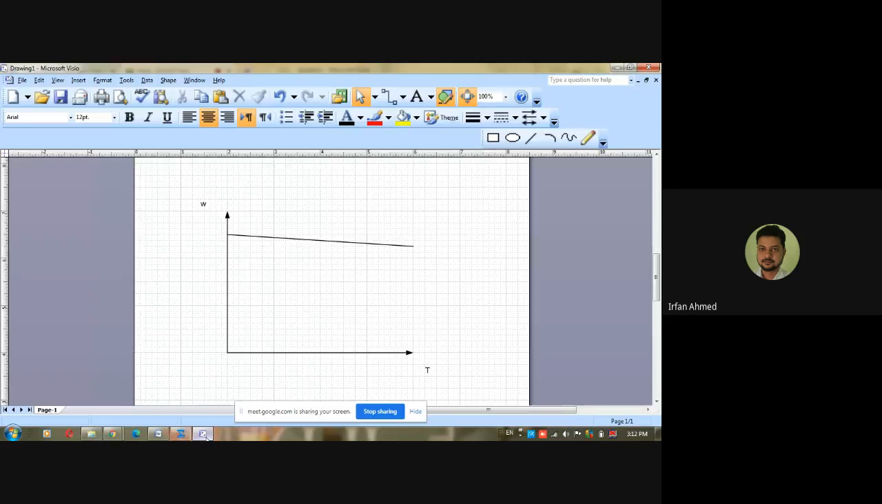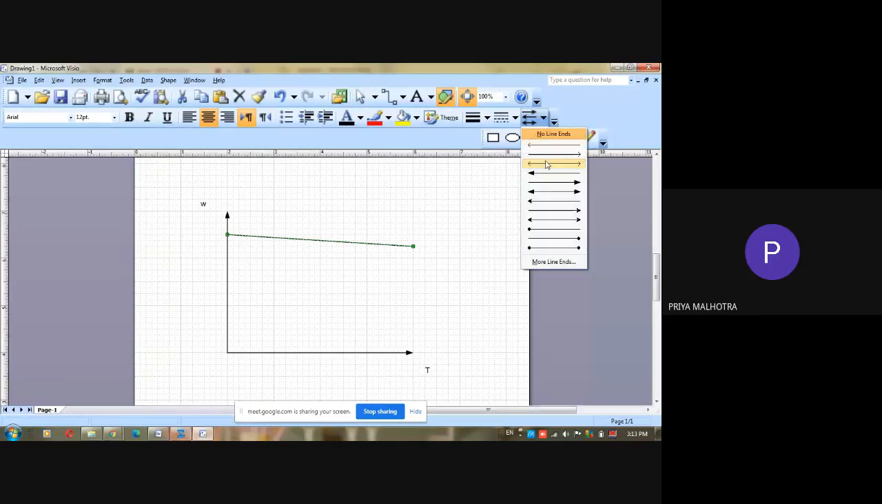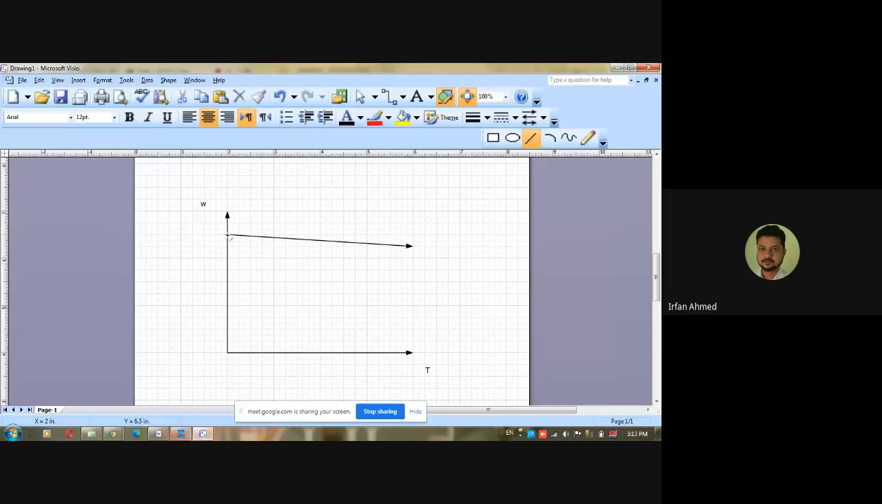Initially, what is the value of the load here, at this point? Zero. Correct. This is the no load speed. As you go on increasing the load, the armature current will go on increasing, the torque will go on increasing. This is the direction in which this will move.